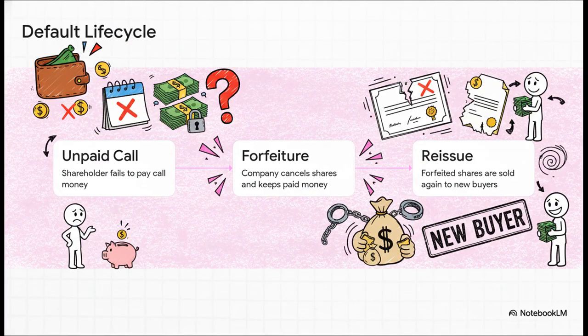But here's the crucial point. What if a shareholder in arrears simply never pays? Well, we enter the default life cycle. Step 1, failure to pay. Step 2, the company gets aggressive and executes forfeiture. This means they formally cancel the shares and, here's the real kicker, they keep whatever money the defaulting shareholder had already paid in the past. The shareholder loses everything. Ouch. Step 3, the company doesn't just throw those canceled shares away. They execute a reissue, effectively selling those forfeited shares to a brand new buyer.